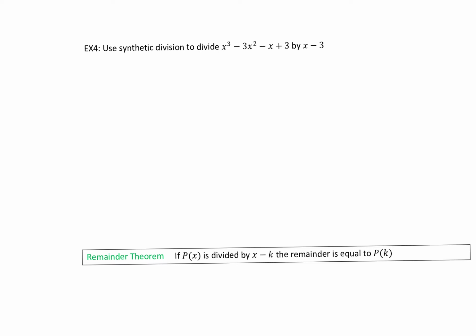So again, we're just going to put the coefficients. Remember, there is a 1 in front of the x to the third, and there's a minus 1 in front of the x. So we're going to put in 1, negative 3, negative 1, positive 3. Notice that I have no missing terms, so I don't need a 0 placeholder. And I'm dividing by x minus 3, so the opposite of a minus 3 would be a plus 3. Leave a space. Bring down the first term 1.